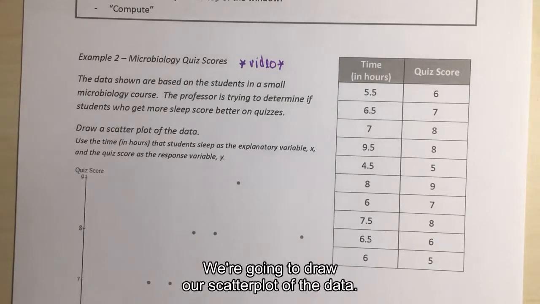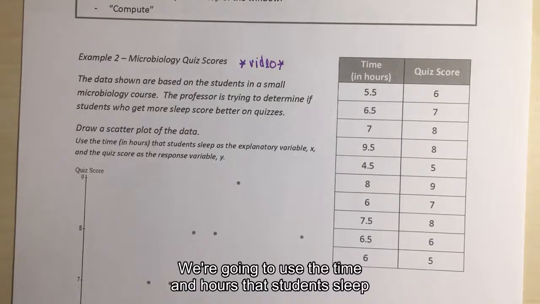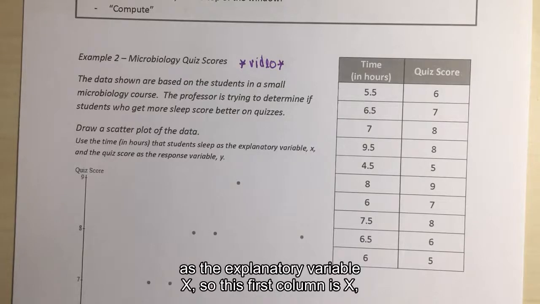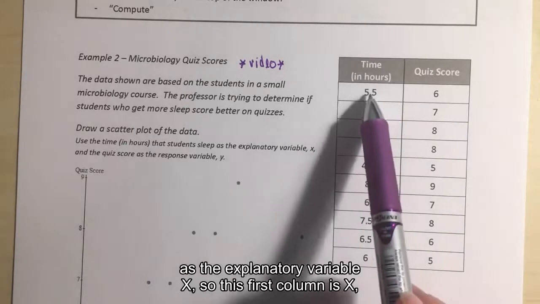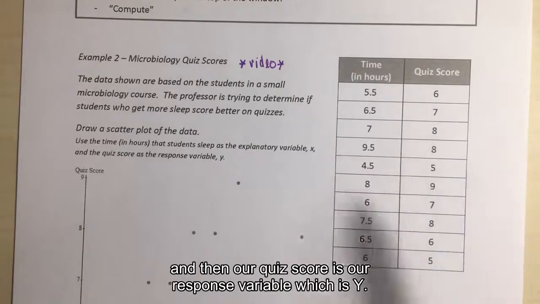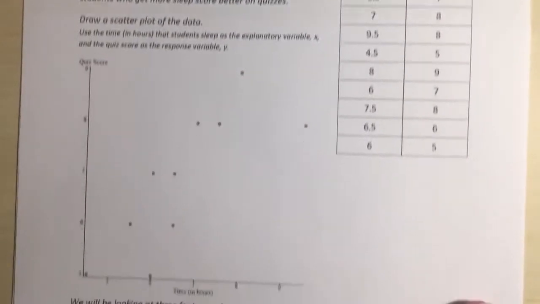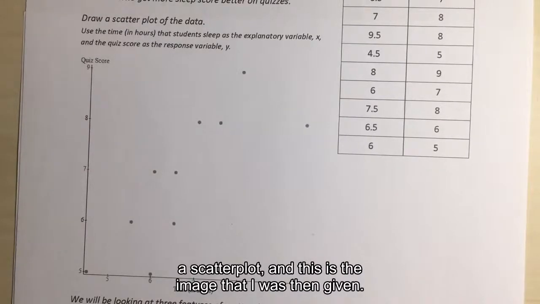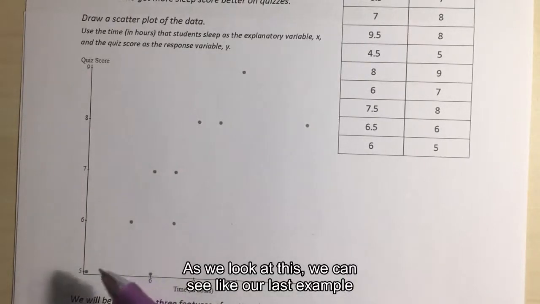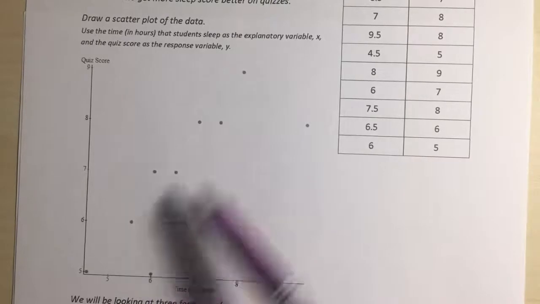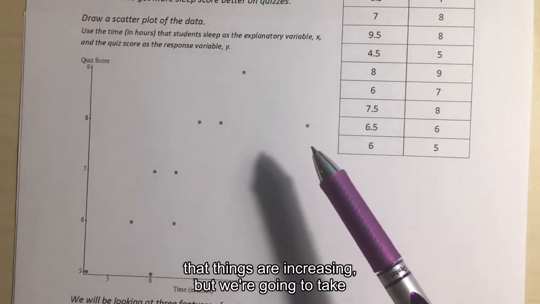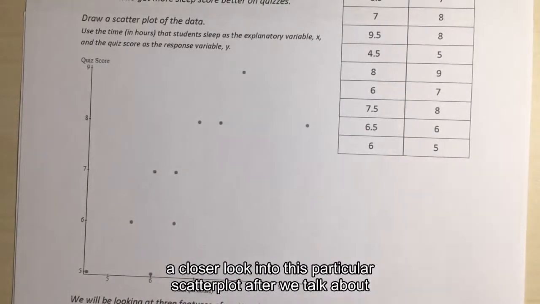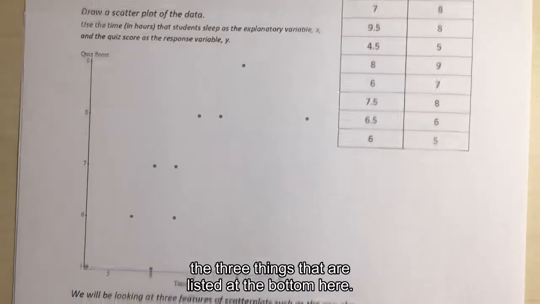Okay. We're going to draw our scatter plot of the data. We're going to use the time in hours that students sleep as the explanatory variable x, so this first column is x, and then our quiz score is our response variable, which is y. Then I went through and entered these values into StatCrunch, and I created a scatter plot, and this is the image that I was given. As we look at this, we can see, like our last example, that things are increasing, but we're going to take a closer look at this particular scatter plot after we talk about the three things that are listed at the bottom here.